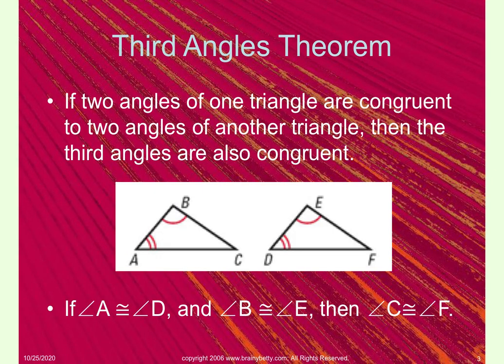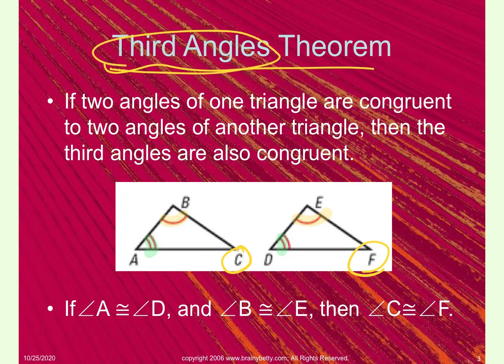All right, third angles theorem gets added to our theorem list. And it says if 2 angles of one triangle are congruent to 2 angles of another triangle, then the third angles are also congruent. So if you have 2 pairs marked as congruent, like B matches E and A matches D, then you can decide that the last 2 angles, which are the last pair of angles, are also congruent. And that's called third angles theorem because it's the third angle in each triangle.